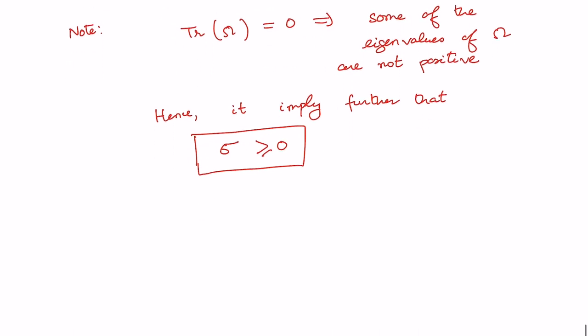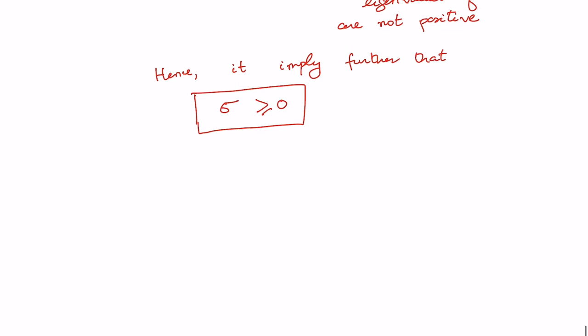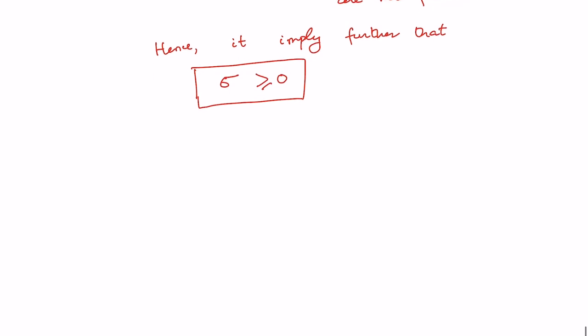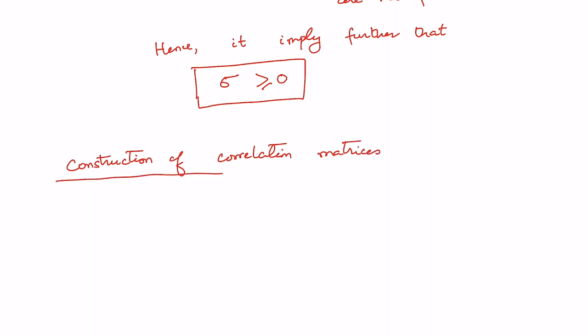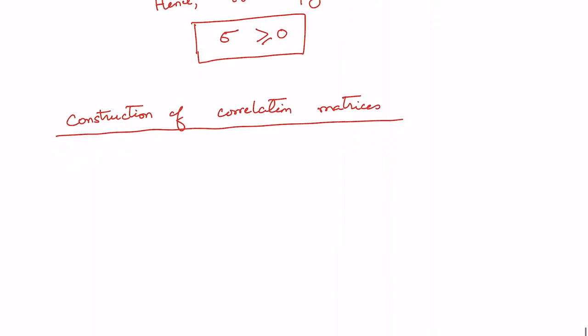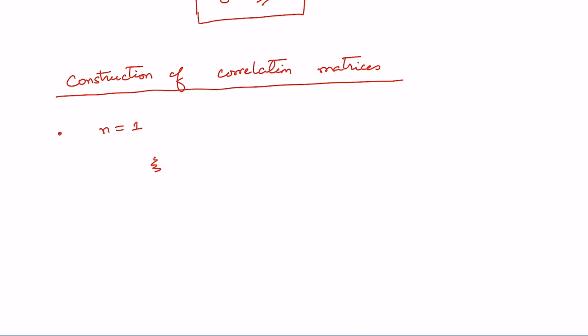Now finally, let me give you some quick construction of covariance matrices in some cases. Let me discuss quickly, which may be useful. Construction of correlation matrices. First, let me consider the simple case of n equal to 1. In the case of n equal to 1, I have ξ_i equal to, say, (q, p) only, and ξ_j I can also take to be (q, p) only.